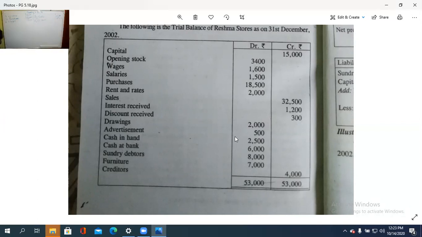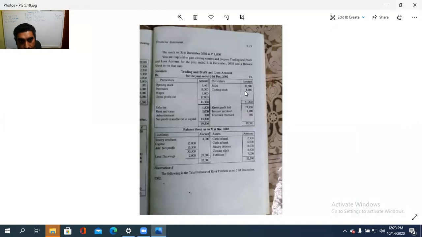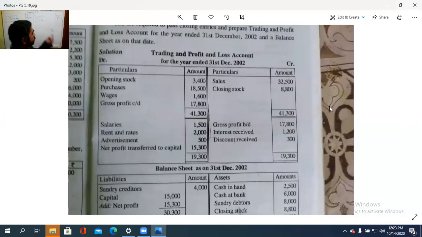Take the total. How much is it? We'll check it here. See, 3,400, 18,500, 1,600. Sales is 32,500 and closing stock. So how much is the total? 41,300. To gross profit carried down, it is 17,800.